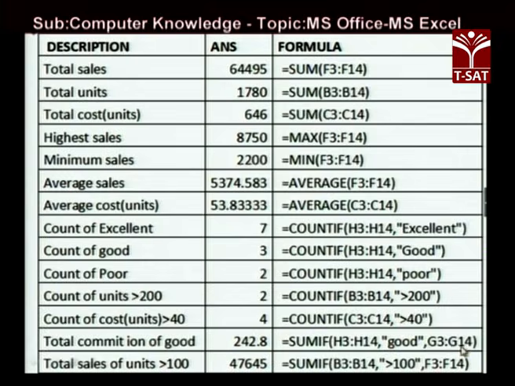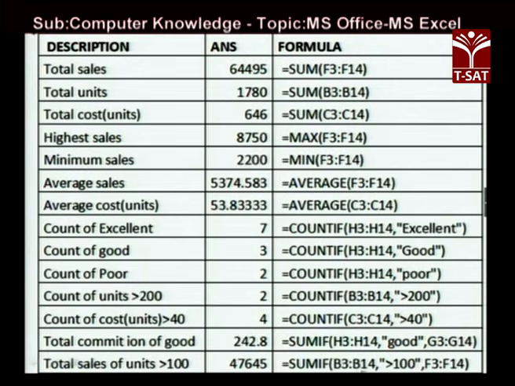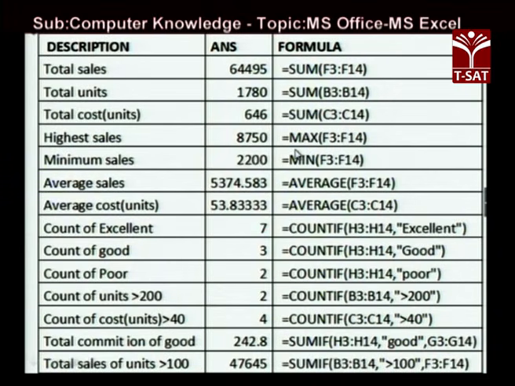After that G3 to G14. G3 to G14 consists of commission. So, we have to write here H3 to H14, the condition is good. After that G3 to G14. This is the SUMIF condition. Very important shortcut keys for SUMIF conditions. Here we have many more options and shortcut keys: the sum function, maximum, minimum, average, COUNTIF and SUMIF. These are the shortcut keys for functions.